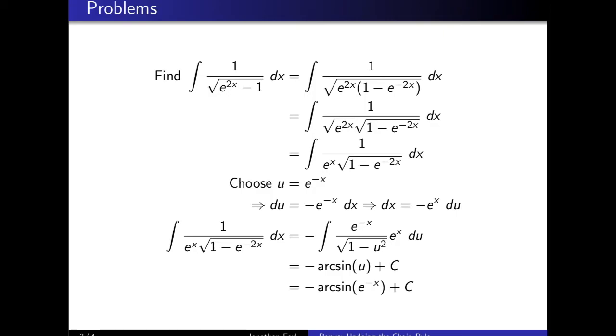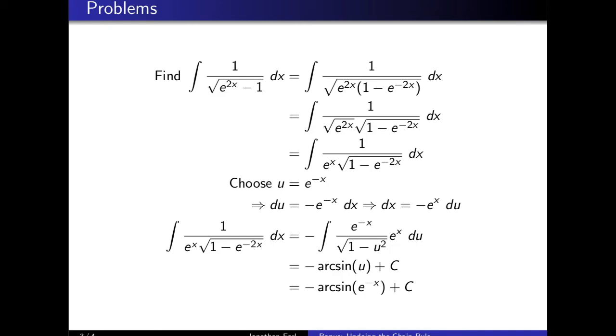So now what I want to do is get things into the form that we have from that derivative of arcsine. To do that, we'll take u to be e to the minus x. And very conveniently, e to the minus x is sitting up in our numerator, just because we have a 1 over e to the x in the entire expression, same as e to the minus x in the numerator. So our du is going to be minus e to the minus x dx, or dx is minus e to the x du.